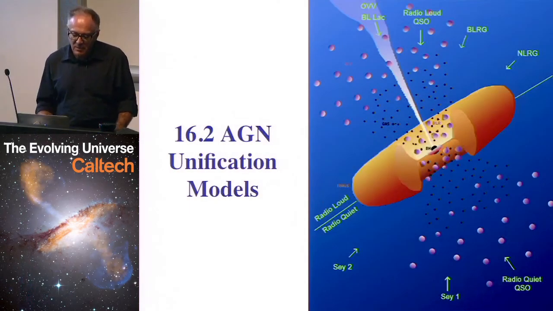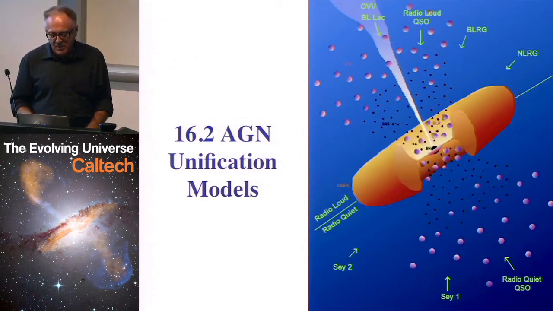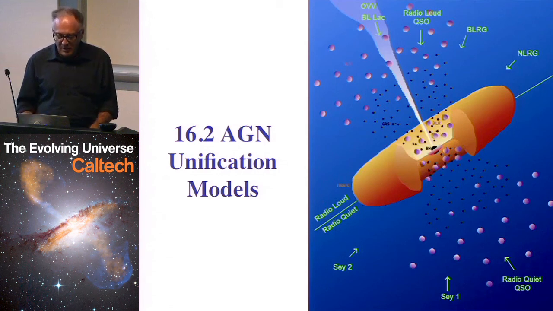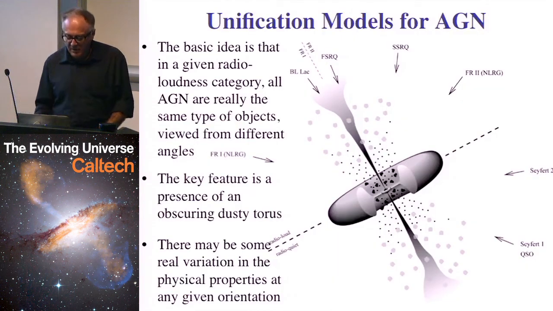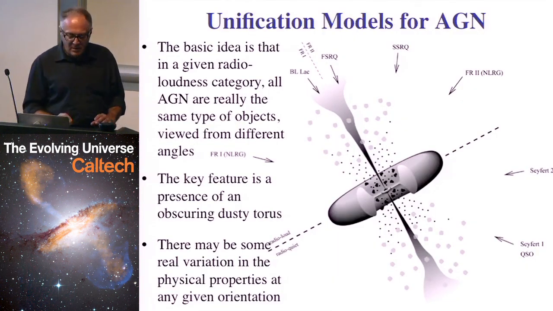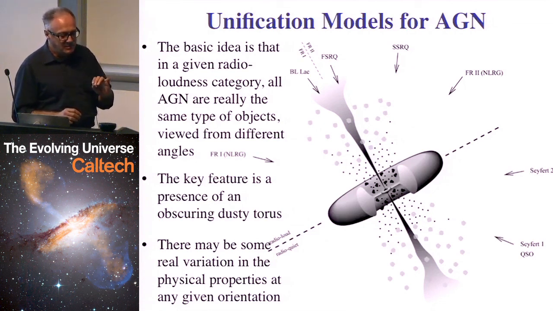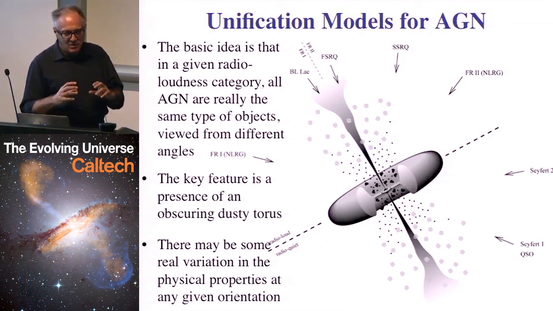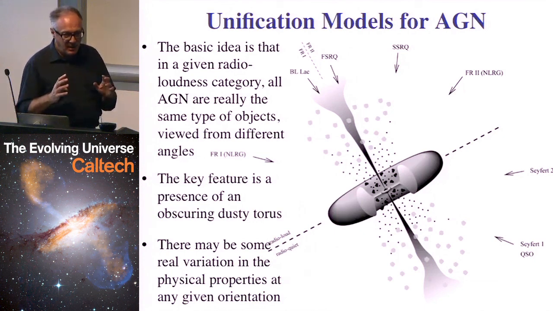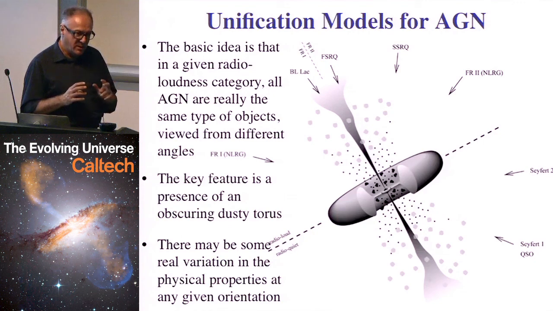So a lot of this observed variety was explained through so-called unification models, a cartoon version of which is given here, or shown in more detail here. The idea is that there is a black hole with a hot accretion disk in the middle, a lot of ionizing radiation, and clouds of gas highly ionized by that radiation. Because they're so close to the black hole, they move at high speeds. So that explains the presence of strong broad emission lines.